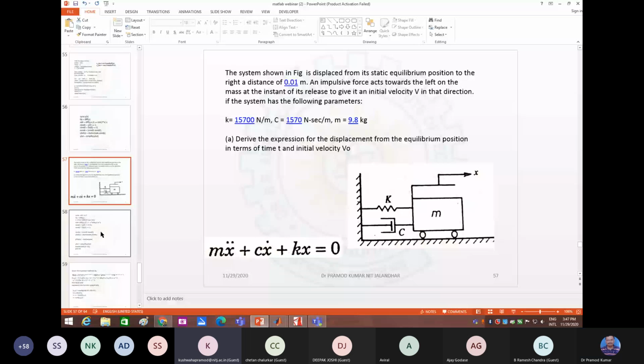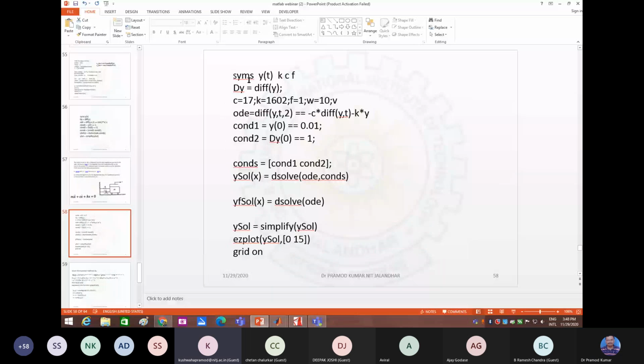Now we'll define the first stiffness, damping coefficient, and the force if any. In this question, we don't have the force. Then dy is the differentiation of y. Y is a function of t. Automatically, it will be taken as time.